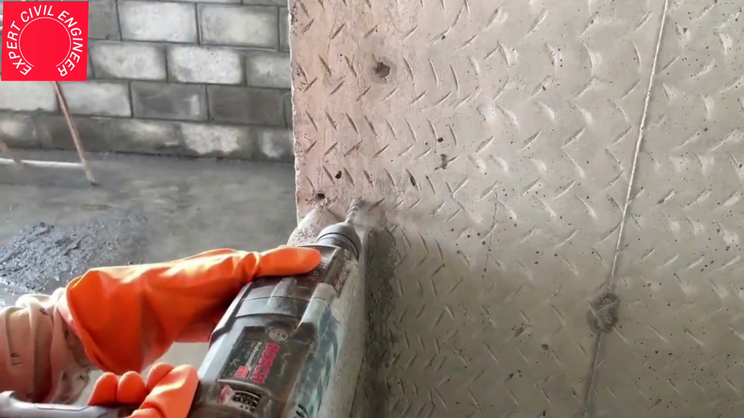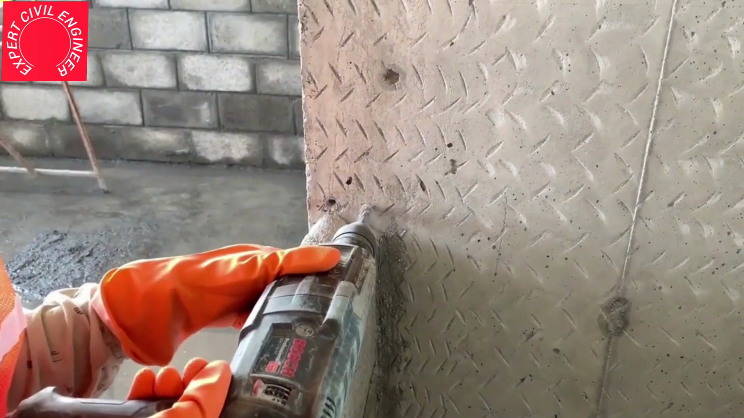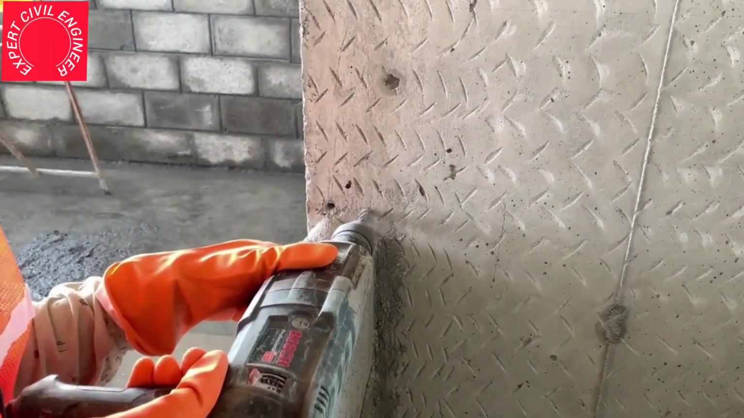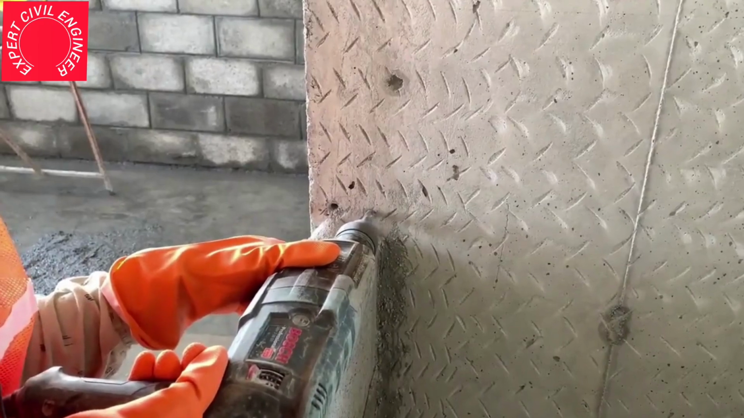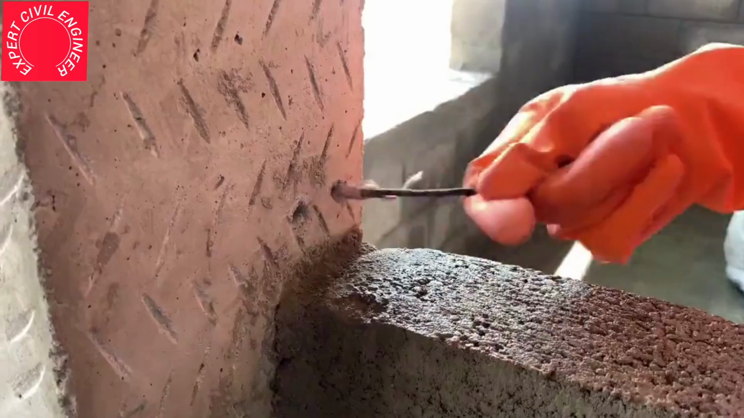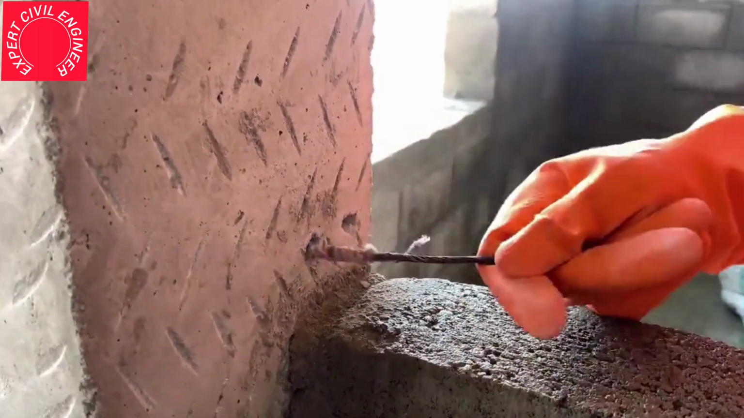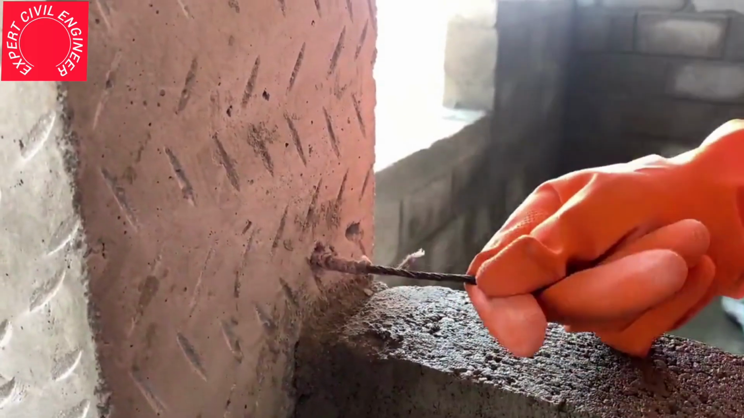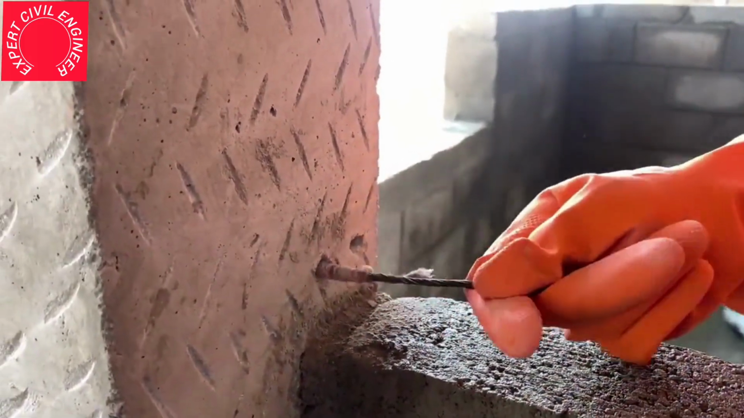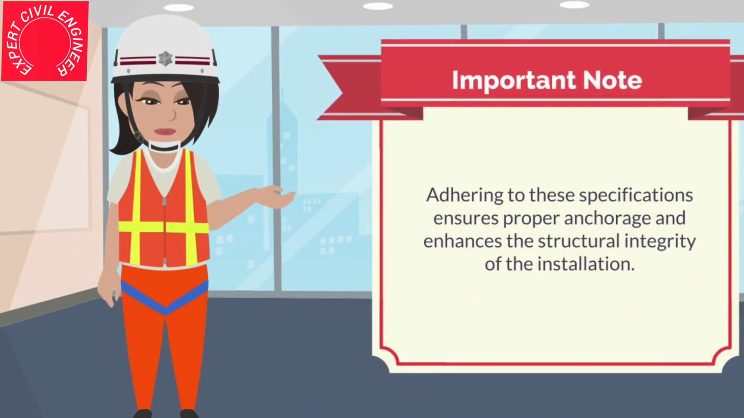In order to introduce the sill level reinforcement, it is necessary to drill the column to create anchor points for securing the reinforcement. Before initiating the drilling process, it is mandatory to refer to the manufacturer's recommendations for anchorage. Typically, the drilling depth should not be less than 10 times the diameter of the reinforcement in any circumstance. Adhering to these specifications ensures proper anchorage and enhances the structural integrity of the installation.